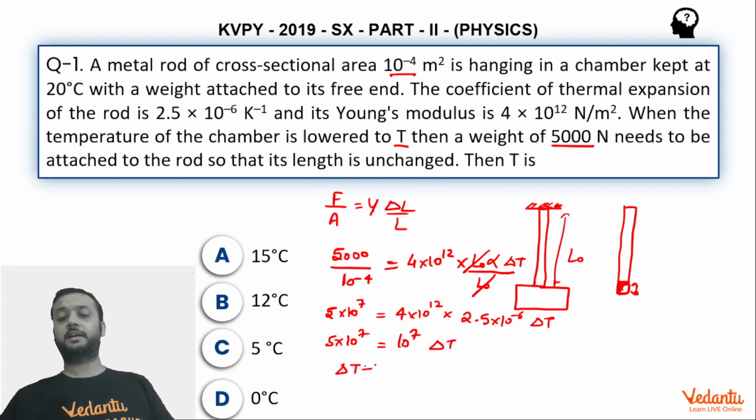That means delta T, the value we are getting as 5. That means temperature must have been decreased by the value of 5. So if the initial temperature was 20 degrees Celsius, so change in temperature is 5, that means the temperature would have become 15. Remember here we are decreasing the temperature, so we can say that temperature would have become 15 degrees Celsius. I hope you would have understood the solution. So that's it. Thank you.